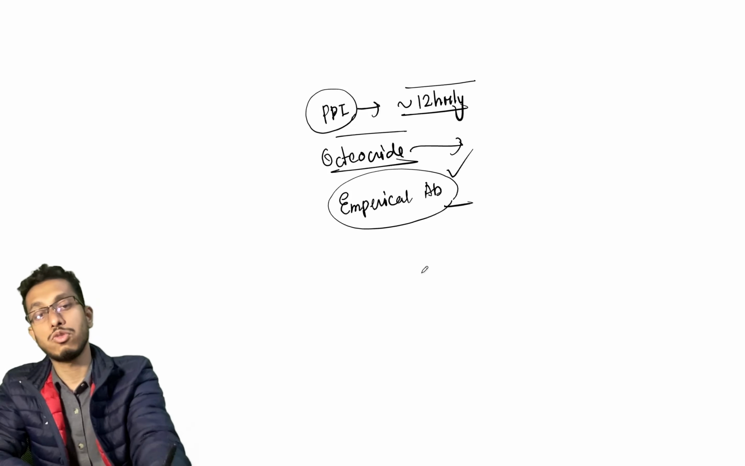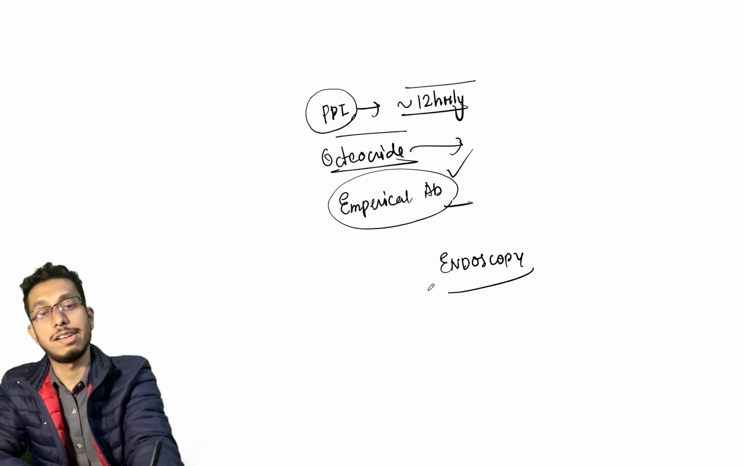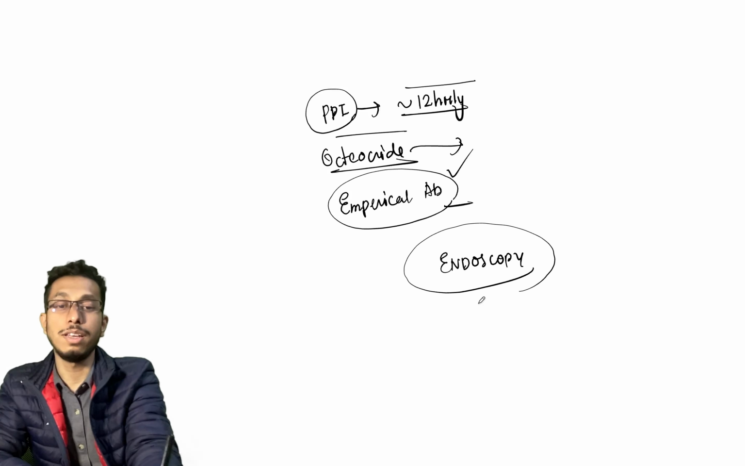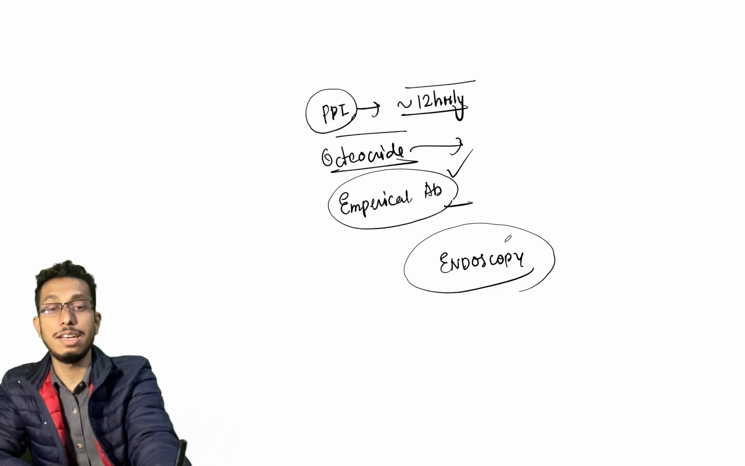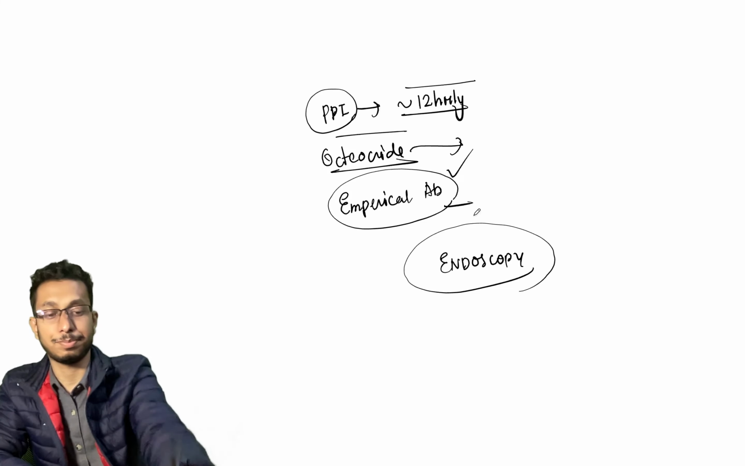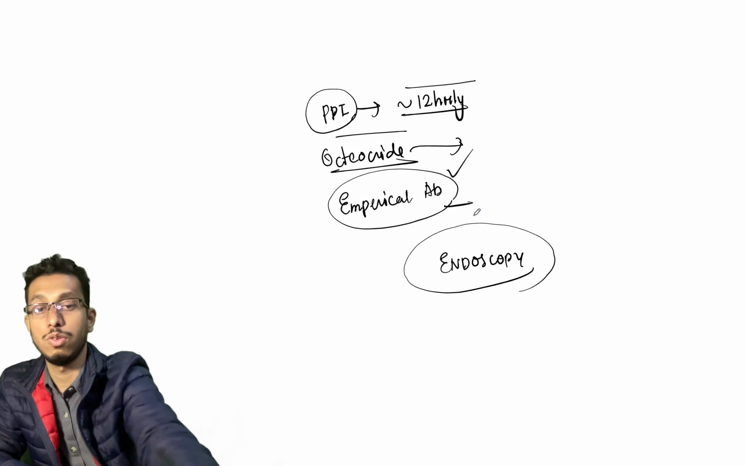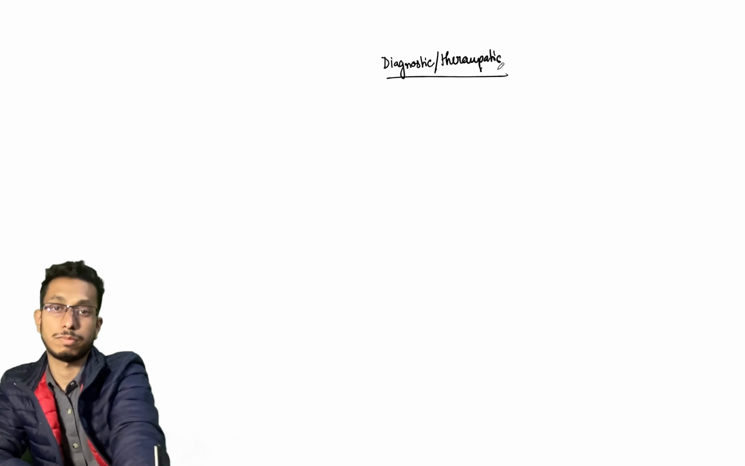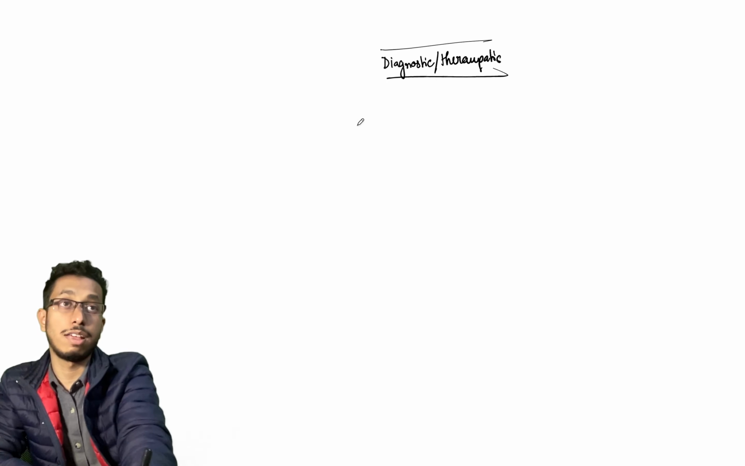Now, when to perform endoscopy? Endoscopy is never urgent, remember. First step is obviously resuscitation followed by endoscopic management. Now, endoscopic management involves both a diagnostic as well as a therapeutic part. So, what are the diagnostic as well as therapeutic parts here? What are the things that we can actually see?